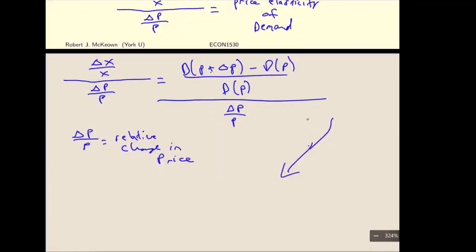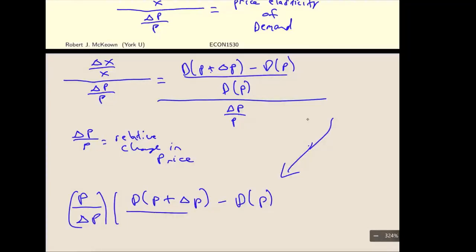Now we can simplify this a little bit. So I will move this out from its denominator. So we have price over change in price, multiplied by the demand function when price is changed, minus the demand function at the original price, over the demand function at the original price.